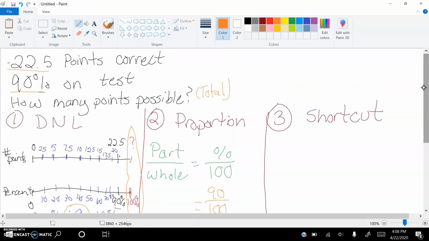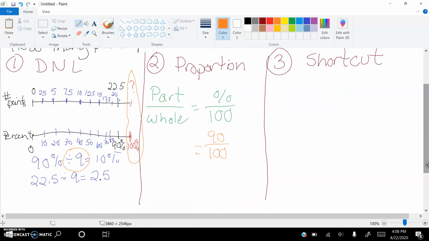Then we need to figure out 22.5. Is that the part or is that the whole? Well, this is how many points we got right. It's not the total amount of points available on the test. It's just how many of those I got correct. So 22.5 is going to be, whoops, I think I did 2.25 there. 22.5 is going to be the part, and we are looking for the whole. That's what we're calculating.